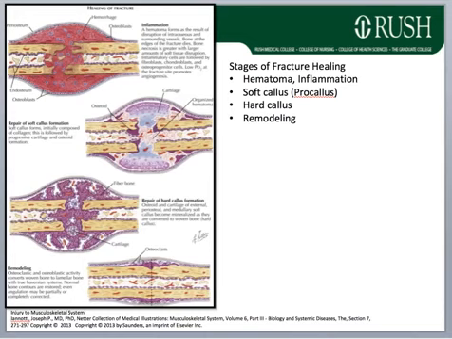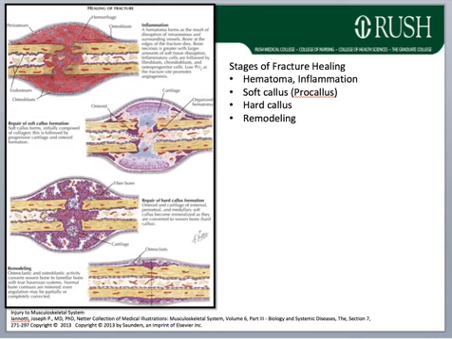Fracture healing goes through a series of stages which are depicted in the image and in the text. The 4 stages of fracture healing basically involve the initial formation of a hematoma around the site of fracture, and this is followed quickly by the influx of inflammatory cells into this area and the recruitment of bone-forming cells. The second stage is the soft callus, also called the procallus stage.